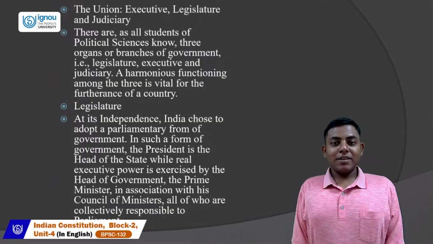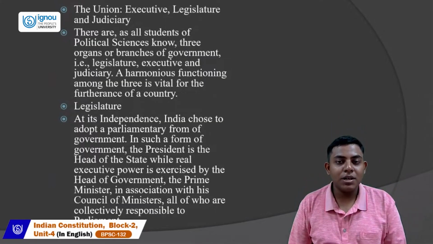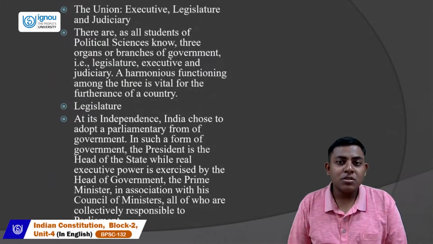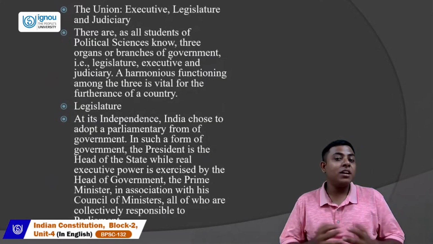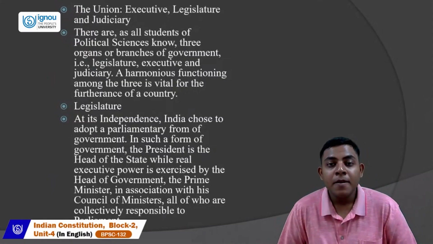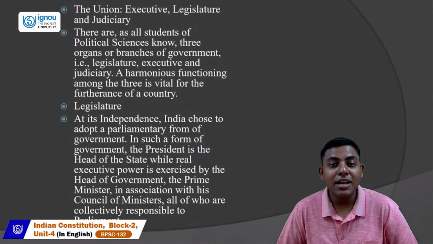Then we have Article 76, which talks about the Attorney General of India, who is the government's highest law officer. Then we have Article 77, which talks about the contingency powers of the Union. Then we have Article 78, which says that it is the responsibility of the Prime Minister to furnish information to the President regarding the minutes of the meetings of the cabinet and other matters. Then Article 79 talks about the Parliament of India.